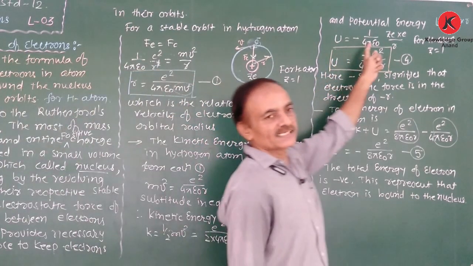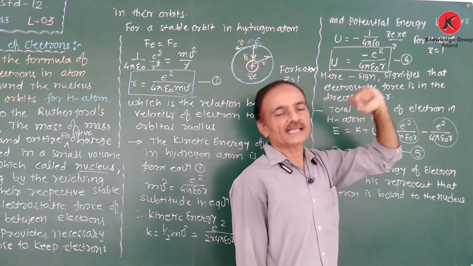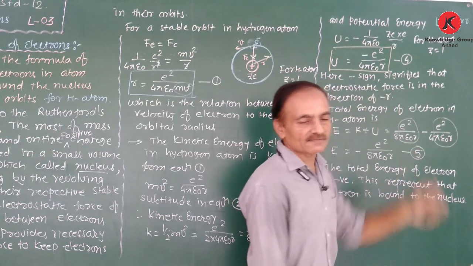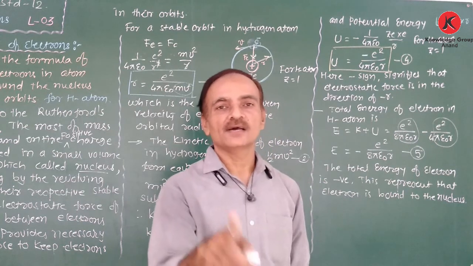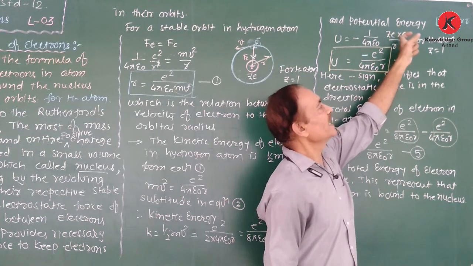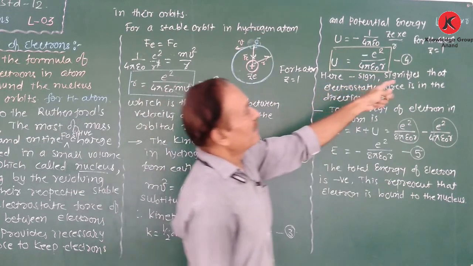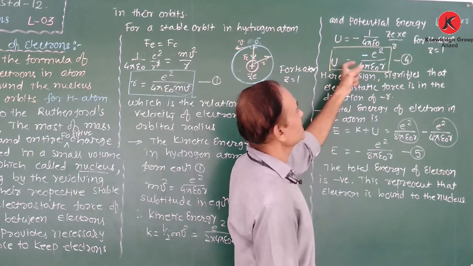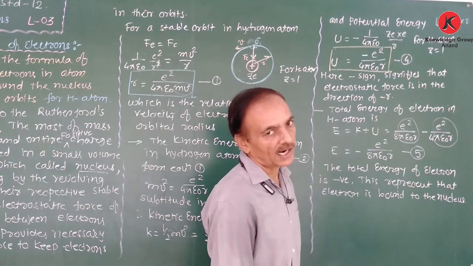Again, the potential energy is equal to the Coulombian force into distance, and that is the negative value. Therefore, the potential energy is equal to minus 1 upon 4 pi epsilon 0 Ze into e upon r square into r. One times r cancels. Therefore, minus 1 upon 4 pi epsilon 0 Z e square upon r. Here, for hydrogen atom, the atomic number Z is equal to 1. Therefore, potential energy U is equal to minus e square upon 4 pi epsilon 0 r.